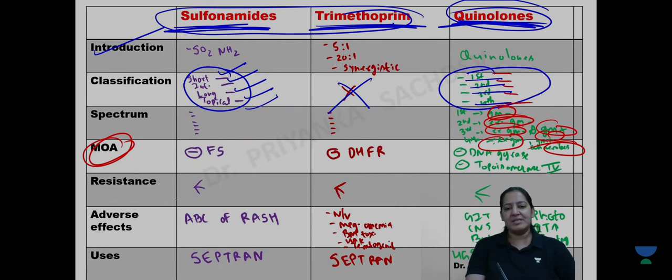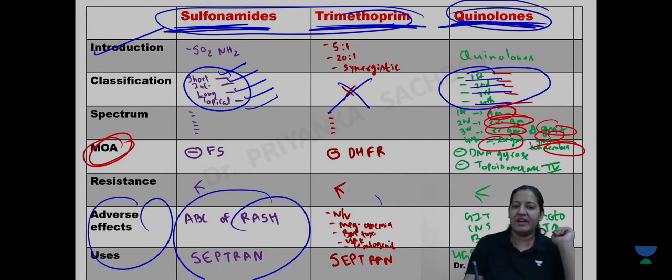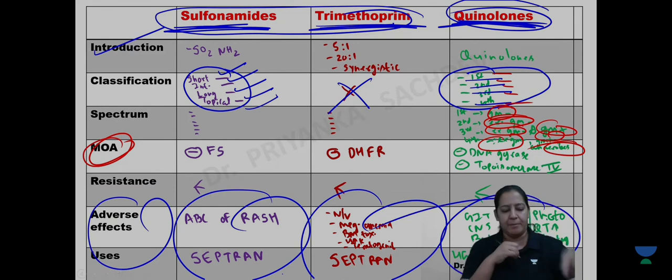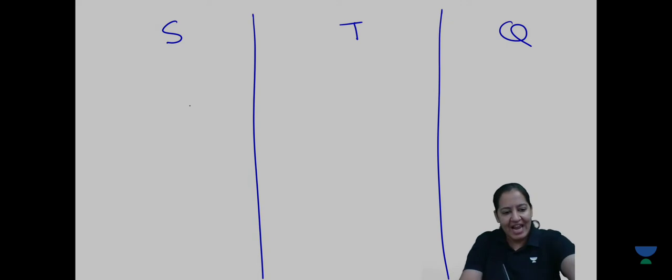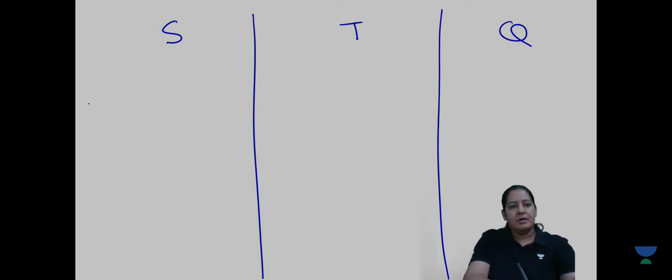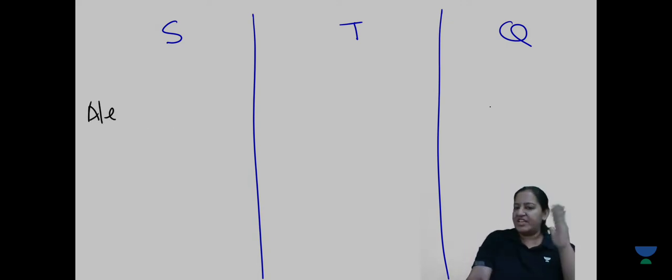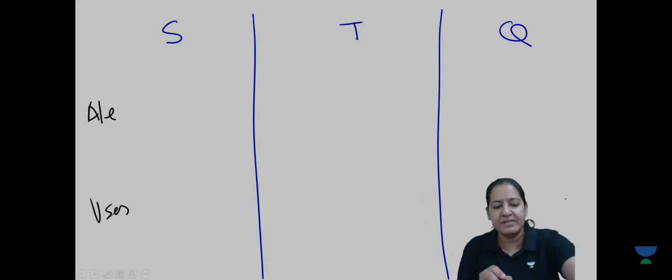So if mechanism of action is done, tell me the adverse effects and uses of each of them. The adverse effects and uses are very, very important. We will revise them once and then we will do MCQs based on the quinolones. So again, I'm just revising: sulfonamide, trimethoprim, quinolone. Tell me the adverse effects of each category. Tell me the uses of each category. So start with sulfonamide.